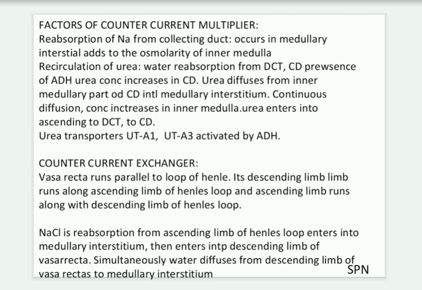So the sodium chloride concentration increases. Then sodium chloride enters the medullary interstitium, and simultaneously water enters the ascending limb of the vasa recta. Therefore, sodium chloride diffuses out into the interstitial medulla, and water diffuses into the blood. Thus the vasa recta retains sodium chloride and removes water from the medullary interstitial fluid. Along with sodium chloride, urea enters the descending limb of the vasa recta.